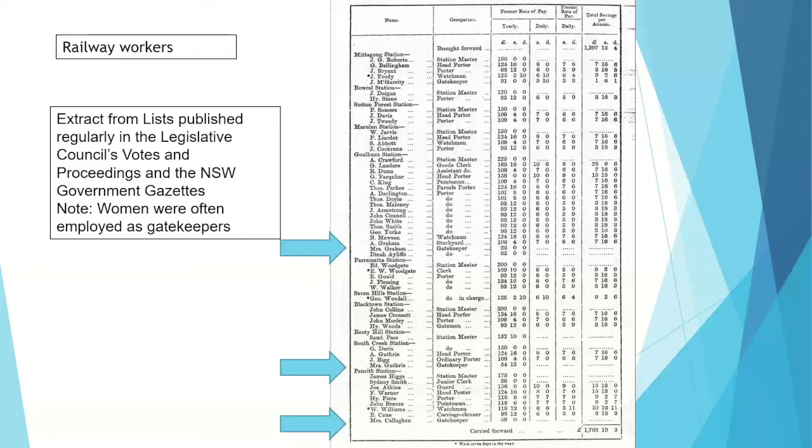So here on this page, we've got several women who are working as gatekeepers. So here we've got Goulburn Station, we've got all the different people. We've got Mrs. Graham and Dinah Aliff working as a gatekeeper there. We've got Mrs. Guthrie as a gatekeeper at South Creek Station. And then we've got Mrs. Callahan, who's the gatekeeper at Penrith Station. And it lists their pay rates and all of those sorts of things.